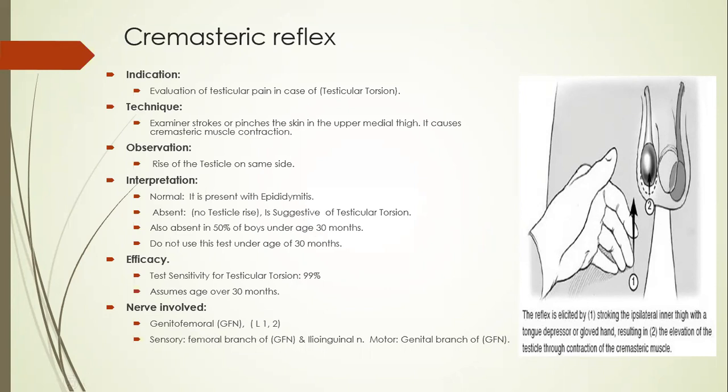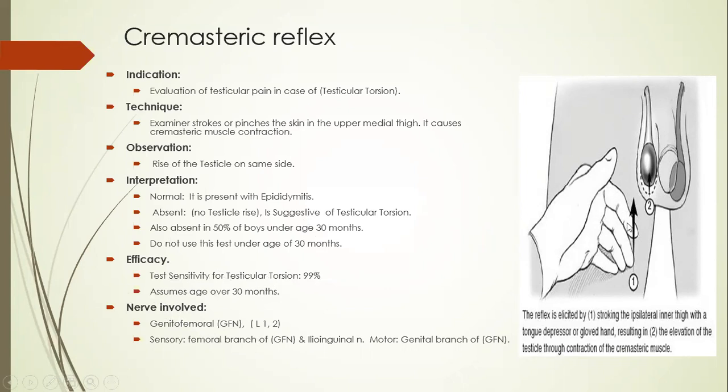Above that, you can check it. Efficacy: the test is sensitive for testicular torsion, almost 99%. It will indicate if the reflex is absent, which might be because of testicular torsion. So it should be done after 30 months, that is 2.5 years. Why does this happen?